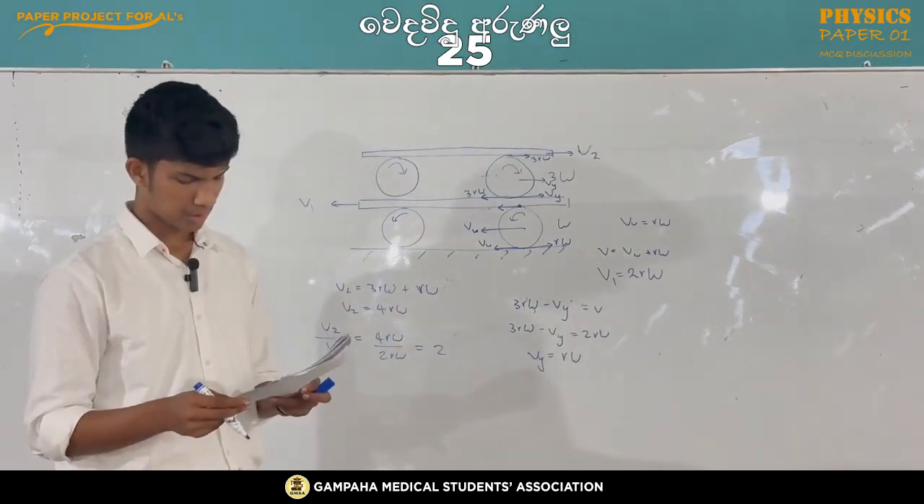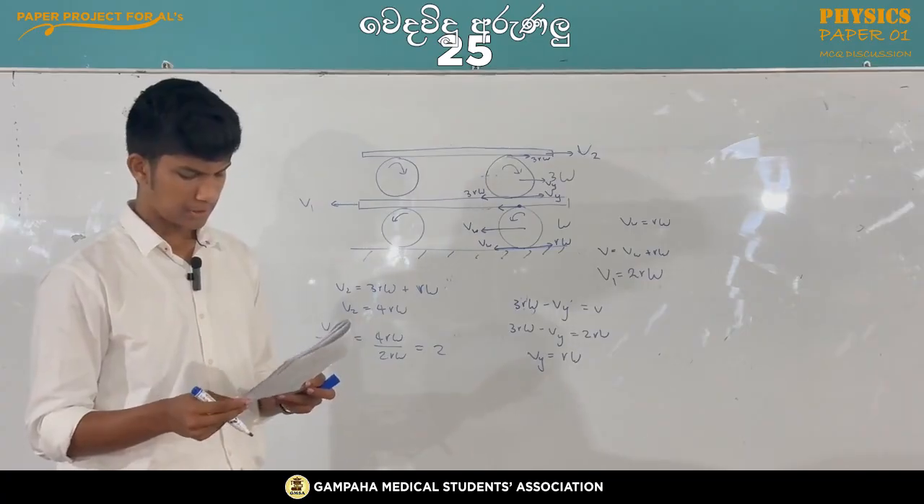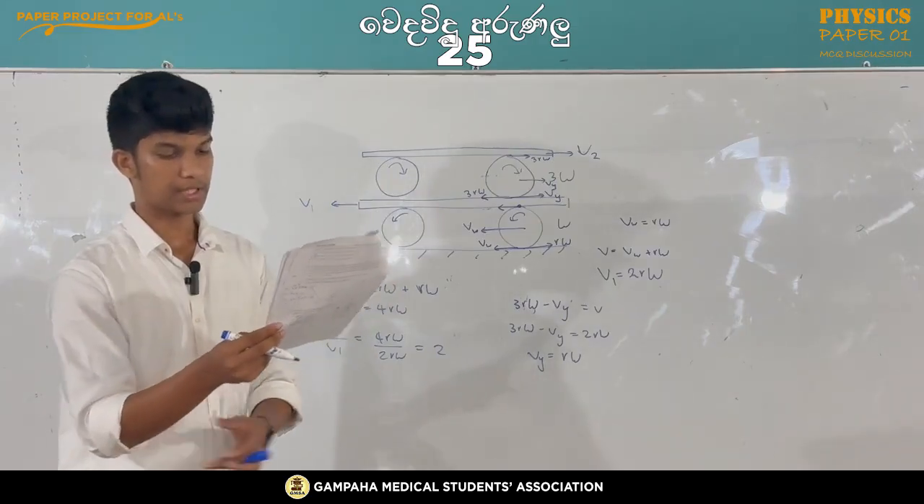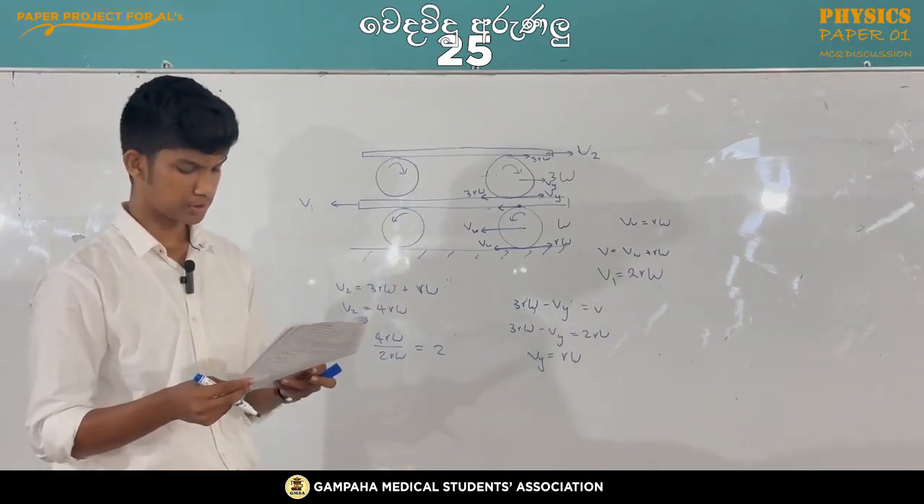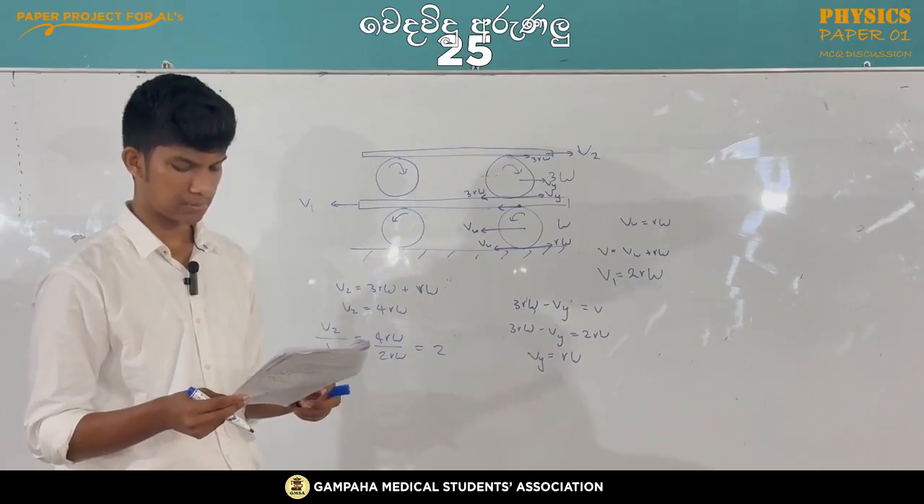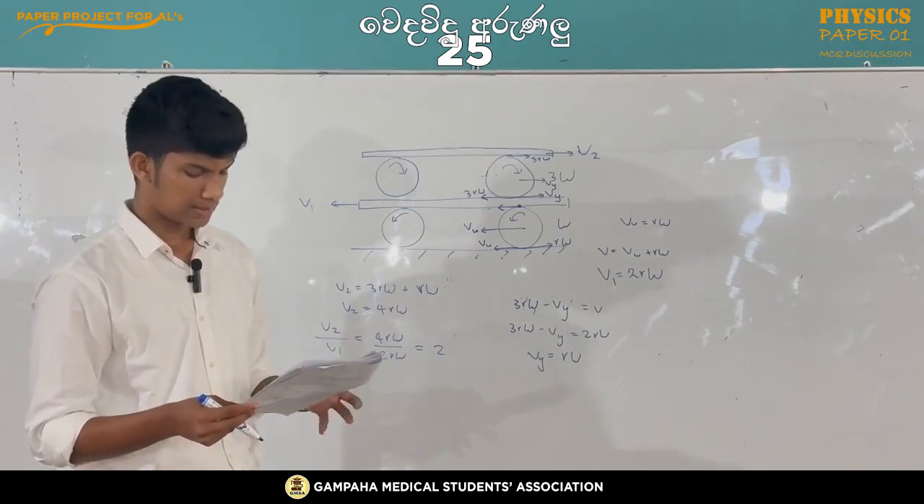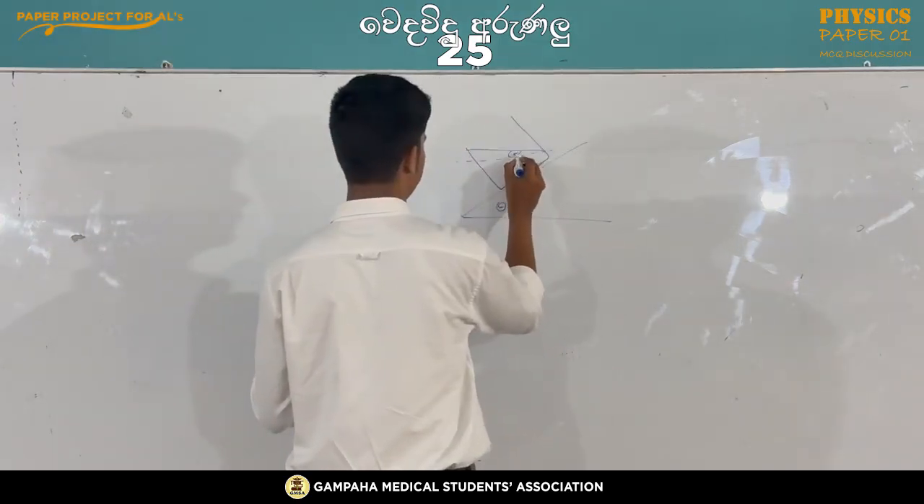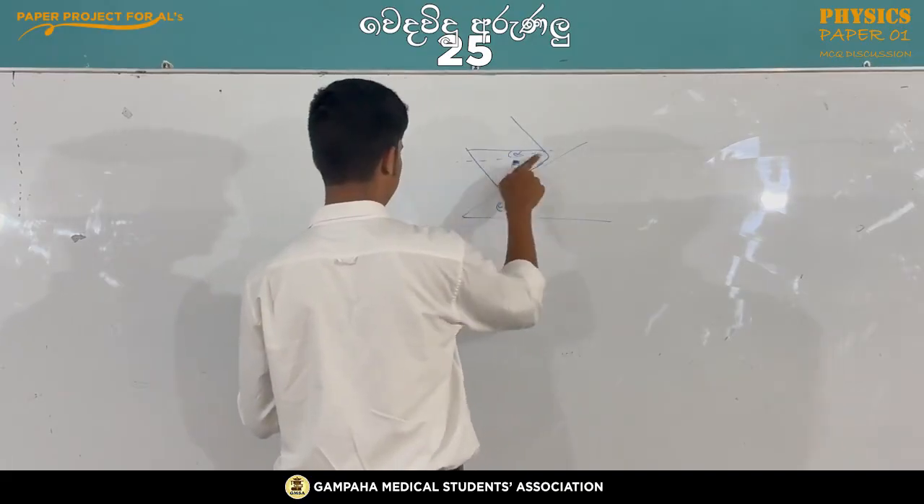In 45, as shown in the figure, a beaker of water kept on an inclined plane inclined at an angle of theta to the horizontal is moving with an acceleration across the inclined plane. What is the angle that the water surface makes with the horizontal plane? If we consider this angle as alpha, this is the angle to the horizontal.